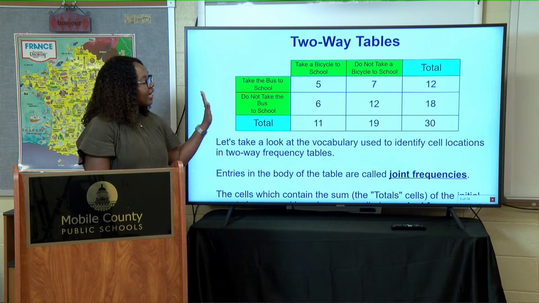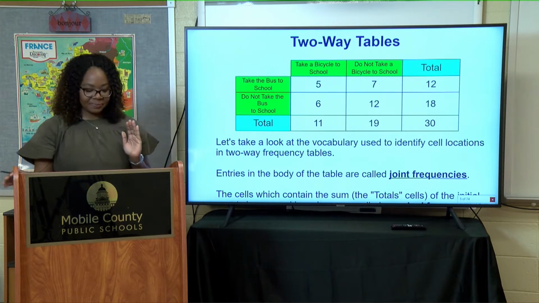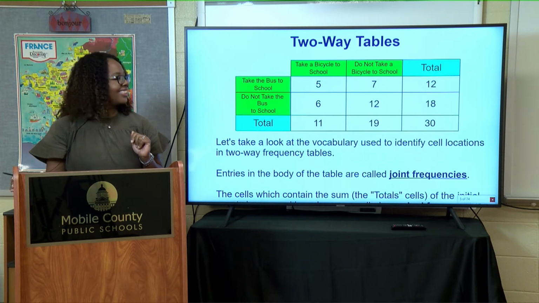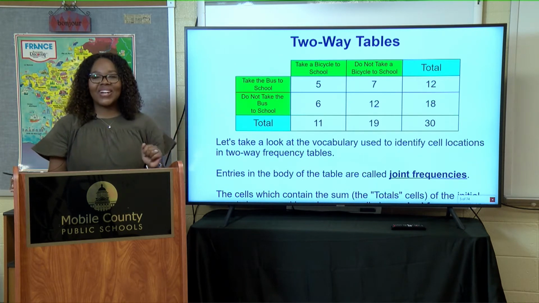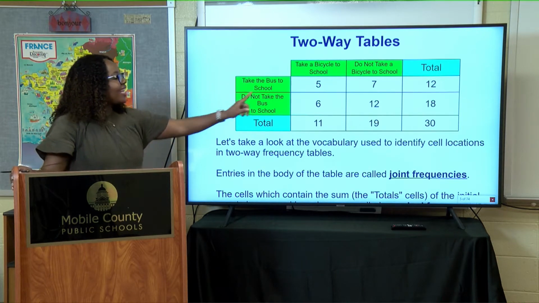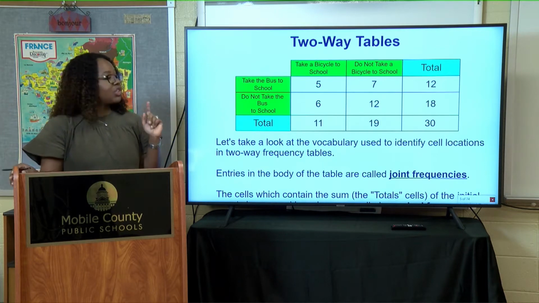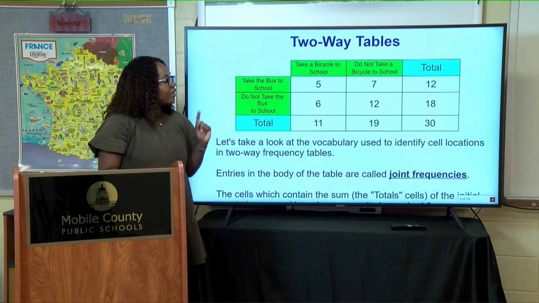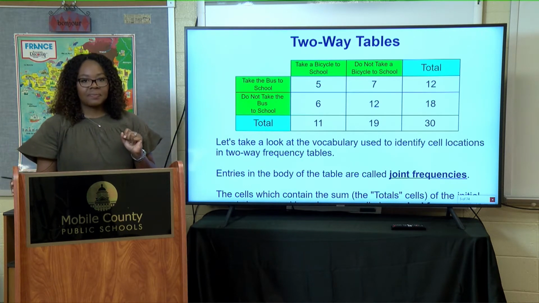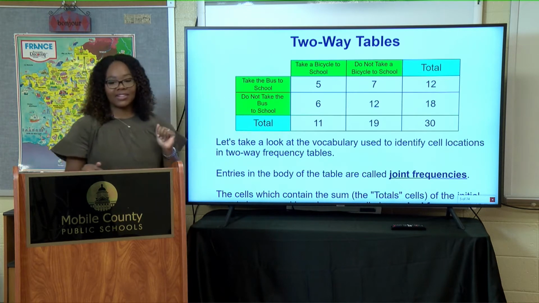We can also collect marginal frequency totals by looking at the rows of our two-way table. Can you determine how many total students take the bus to school? If you answered 12, good job. 12 students take the bus to school, and 18 students do not take the bus to school. So as a quick review, joint frequencies is the amount of information that is collected from the intersection of our two categories. The marginal frequencies are going to be our subtotals per each category.